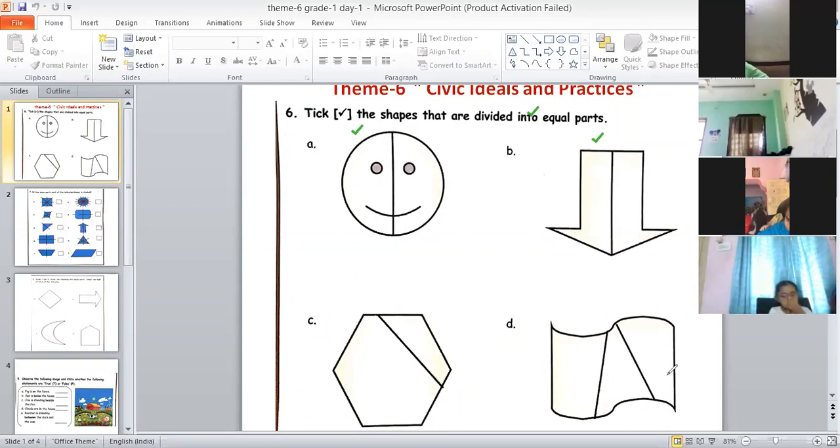So only first 2 shapes are divided equally. So we will put a tick on first 2 shapes and last 2 shapes are not divided equally. So we will not put a tick on them. Fine. Is there anyone who has any doubt in this? Yes, children. Anyone? Okay, fine. So I will clear this.